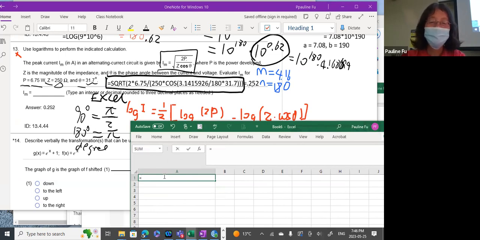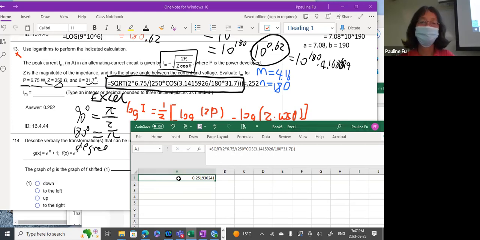Equal SQRT, 2 × 6.75 divided by bracket 250 times COS opening bracket, then pi divided by 180. You have to take all 7 decimal places, usually you get a more accurate result. Then 31.7, and three closing brackets. Press enter, you get that number 0.25. See?